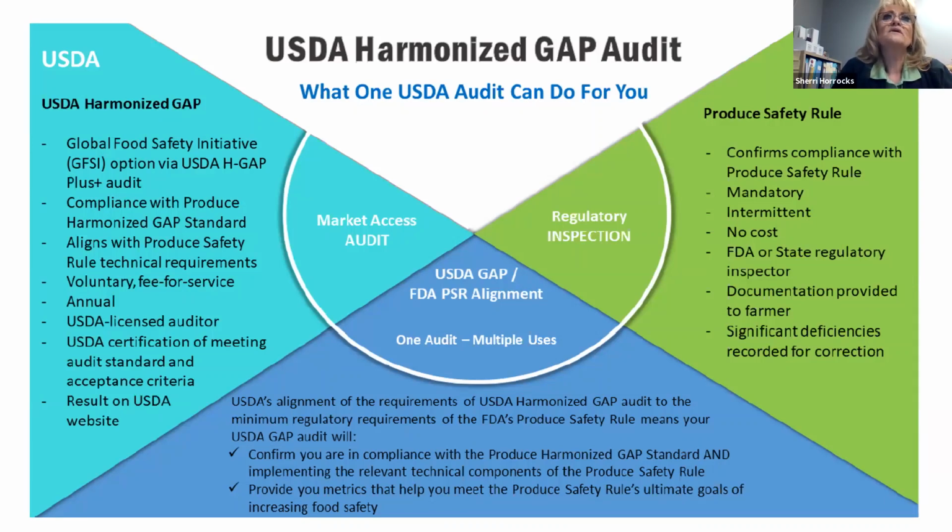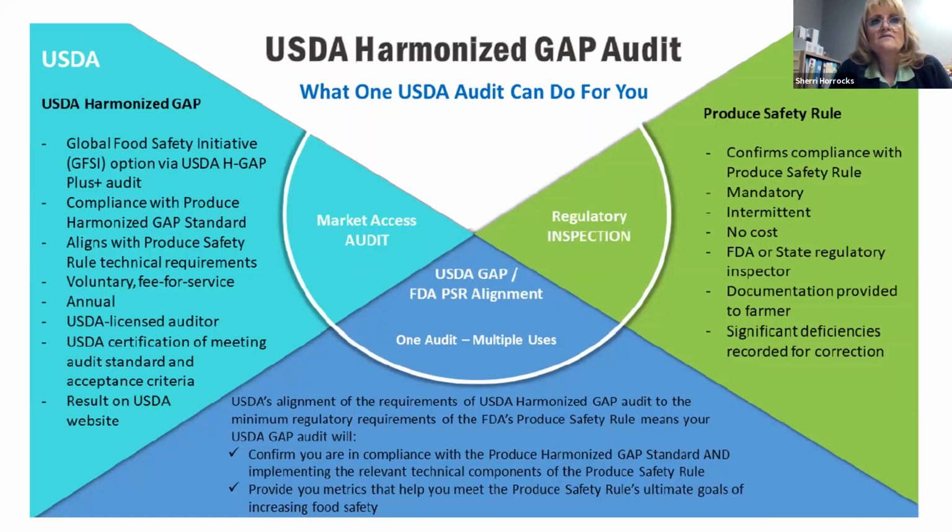With your regulatory inspection, it confirms compliance with the Produce Safety Rule. It is mandatory. It is intermittent. It is no cost. It is done by an FDA or state regulatory inspector, and documentation is provided to the farmer. We also give you a copy of your audit as well as your certification.